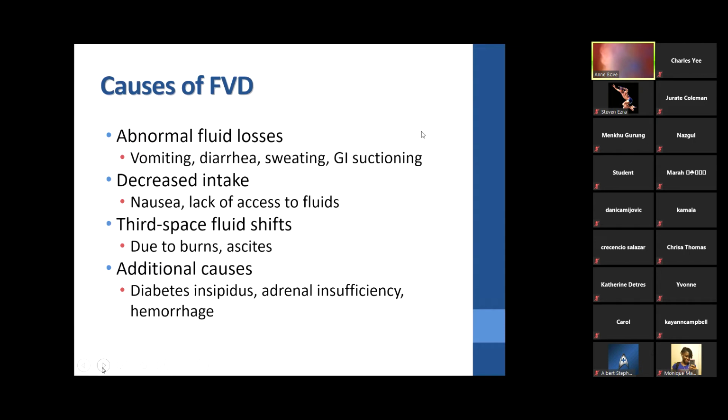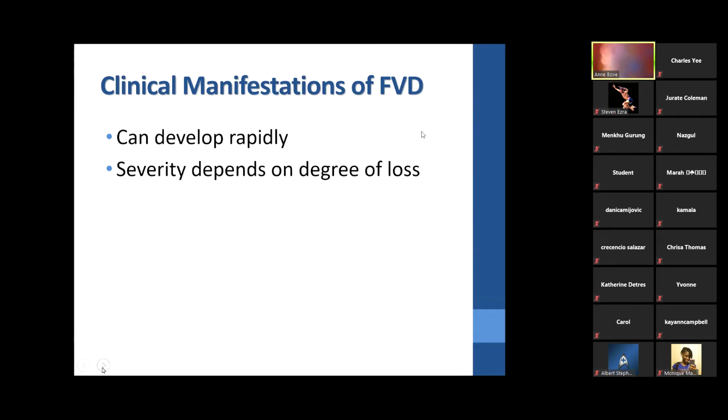And in terms of where you would also see loss would be if you're bleeding with hemorrhage, obviously, diabetes insipidus, which we'll talk about with endocrine, and certain adrenal insufficiency concerns. Fluid volume deficit can happen rapidly, especially with something like hemorrhage, and the severity depends on how much volume is lost.